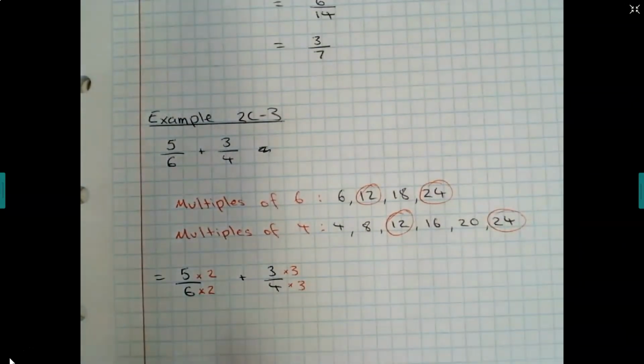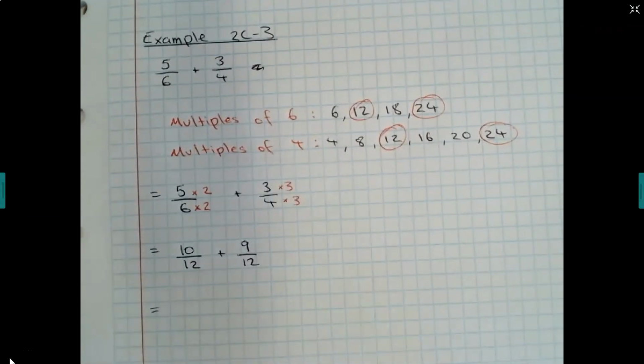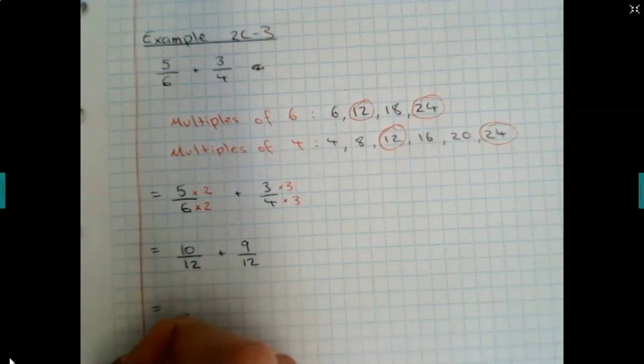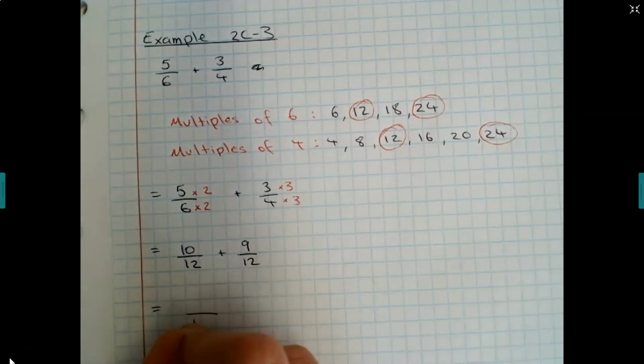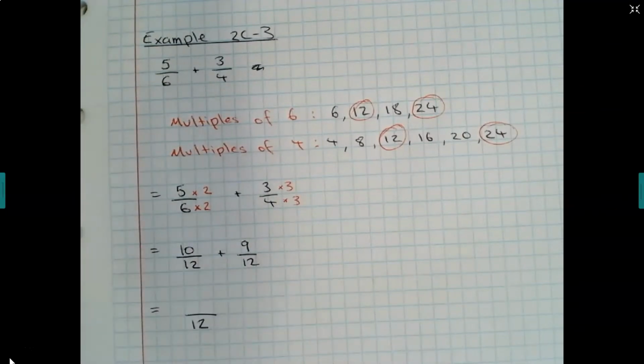So that means I get 10 over 12 plus 9 over 12. And now your denominator is the same. So that stays as a, what's our denominator? 12. And you add the 10 plus the 9 to get 19. And you could write that in a mixed number. 12 goes into 19 once with 7 left over 12.